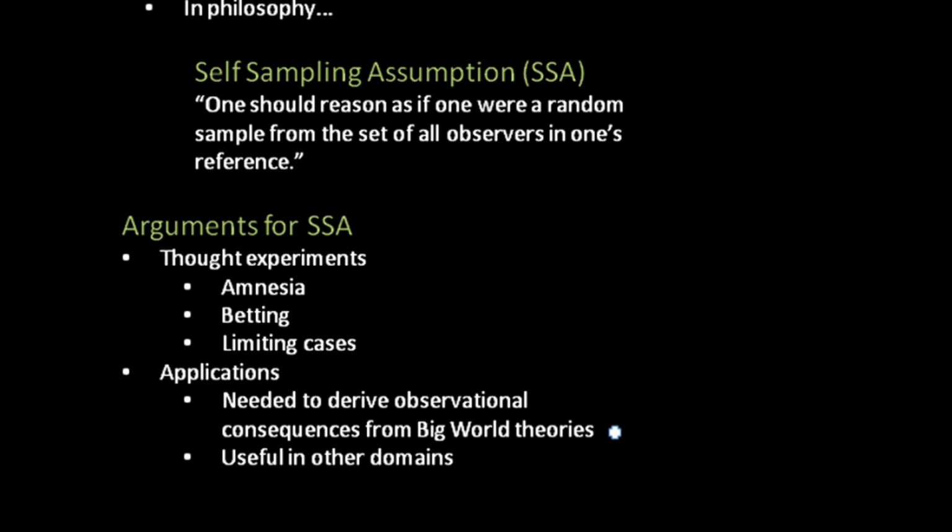You might want to use the strong self-sampling assumption, which would say exactly the same thing, except instead of talking about observers, it would be talking about time segments of observers or observer moments. So the strong self-sampling assumption would say each observer moment should reason as if it were a randomly selected sample of all observer moments in its reference class. And for some applications, it's necessary to move to this stronger self-sampling assumption. The spirit is very much the same. And we'll stick with this simpler formulation, except if the other one turns out to be needful in a particular application. So there are some arguments for accepting this.